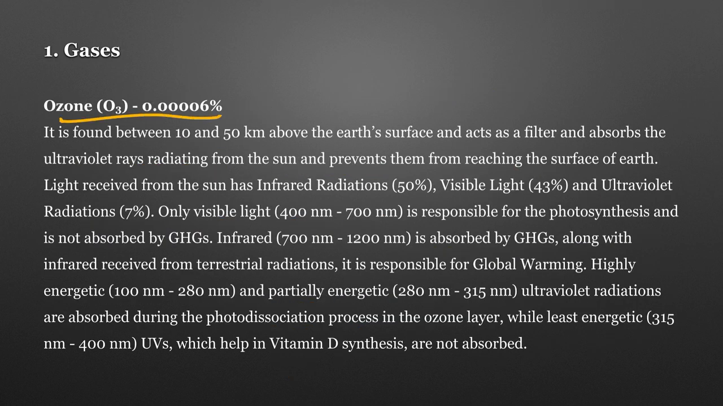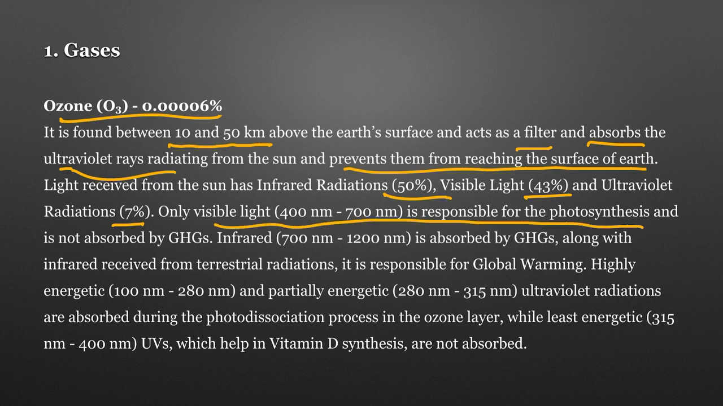Ozone is in a very minor amount, and it is found between 10 km to 50 km above the surface of Earth. It acts as a filter. It absorbs the ultraviolet radiation from the sun and prevents it from reaching the surface of Earth. We have read that sunlight has 50% infrared, 43% visible and 7% ultraviolet radiations. Only visible light is responsible for photosynthesis and is not absorbed by greenhouse gases. Greenhouse gases don't absorb visible light. They absorb infrared light, and UV radiations are absorbed or blocked by ozone.